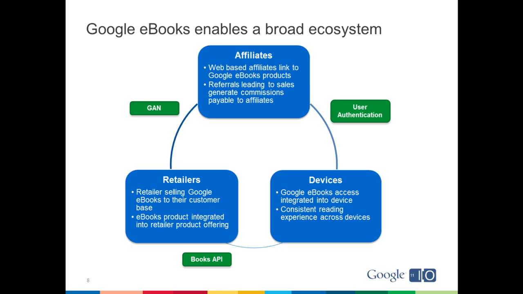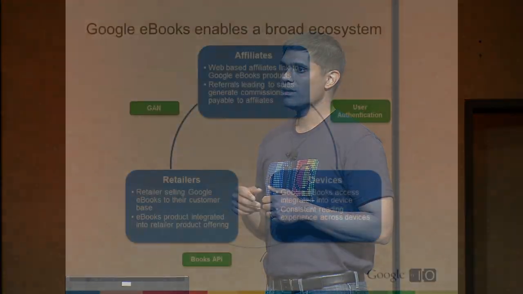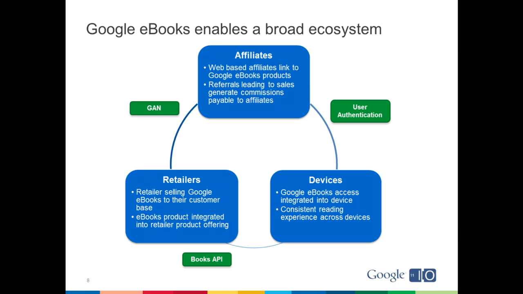To enable these partners, we've created a set of services and APIs. We use GAN, the Google Affiliate Network, to track when an affiliate sends us a user and pay out commissions. We use all sorts of user authentication protocols like OAuth to ensure that our users have a mechanism to authorize themselves with these third-party services. And we use Books APIs to allow our partners to search within our catalog, as well as allowing our users access to their library within the cloud.